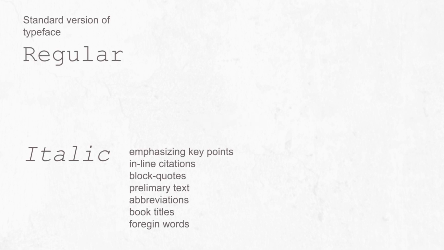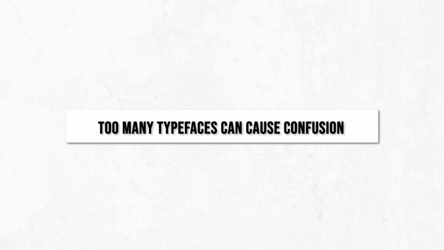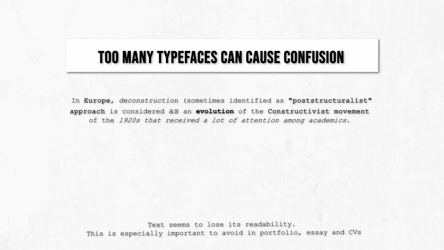Next thing is typefaces. The regular version is the standard version. Italic is best suited to emphasize key points in text, citations, quotes, book titles, or maybe foreign words from a different language, etc. Bold text gives the word weight, so it is best suited to highlight keywords that are important to the subject of the text, so it's easy to scan the text. But it's important to remember to not overdo the typefaces because the text can seem overly complicated and you don't really know which is important, which isn't, and you're not able to scan the text.